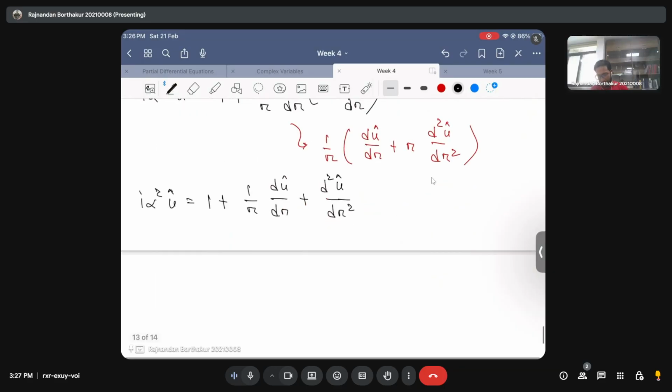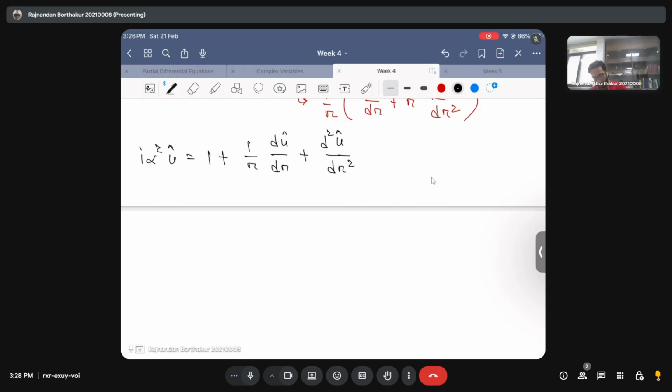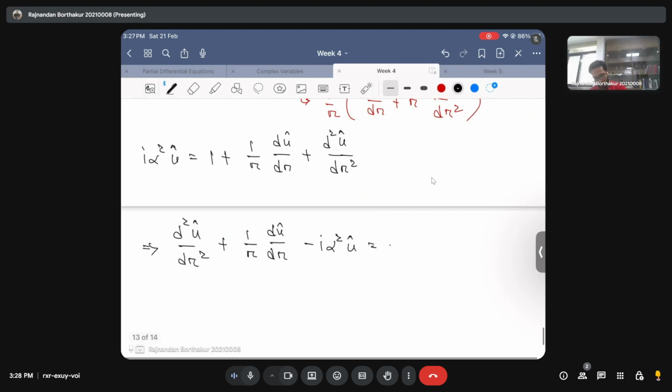Okay, and maybe if I bring all the terms to the other side and the one term to the opposite end, I will get d2 u hat by dr2 plus 1 upon r du hat by dr, minus i alpha squared u hat, and then this is going to be equal to minus 1. So what I'm doing is I'm just taking this one here and I'm just taking this one there.